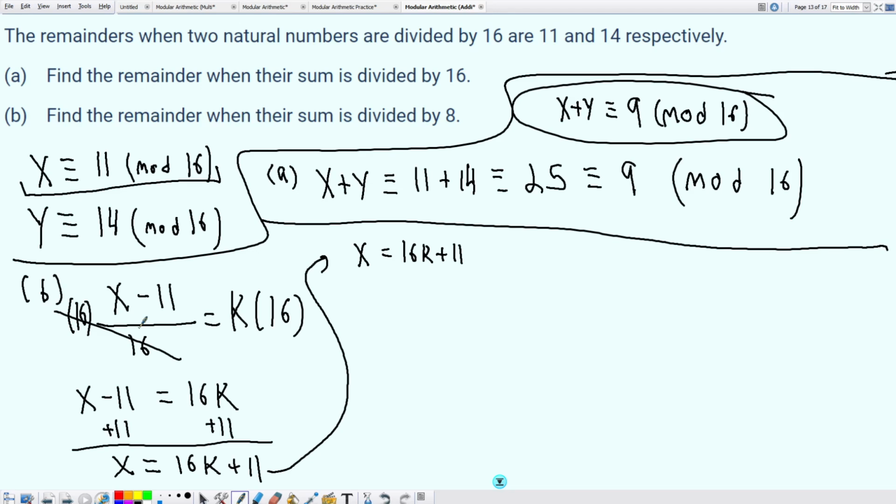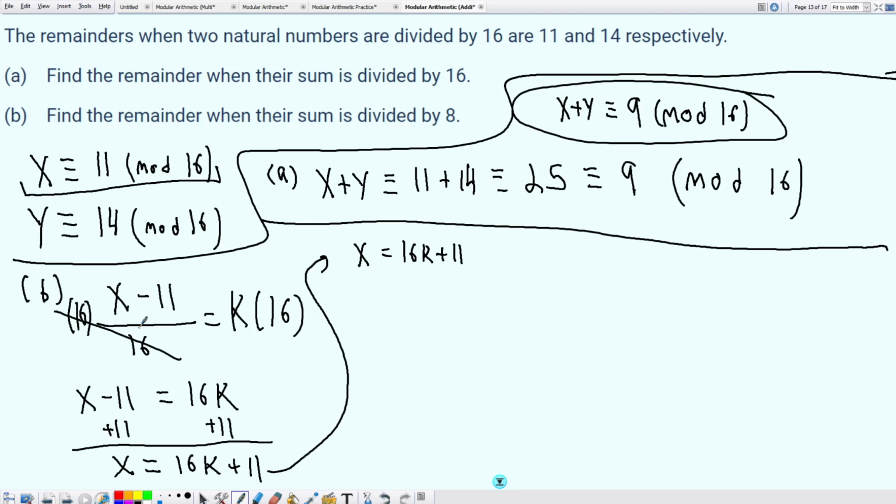My game plan here is if I can show that x has some remainder when divided with 8, and then y after that has some remainder divided by 8, then I can add the two remainders together and get my answer. So how can I transform this equation into something divisible with 8?